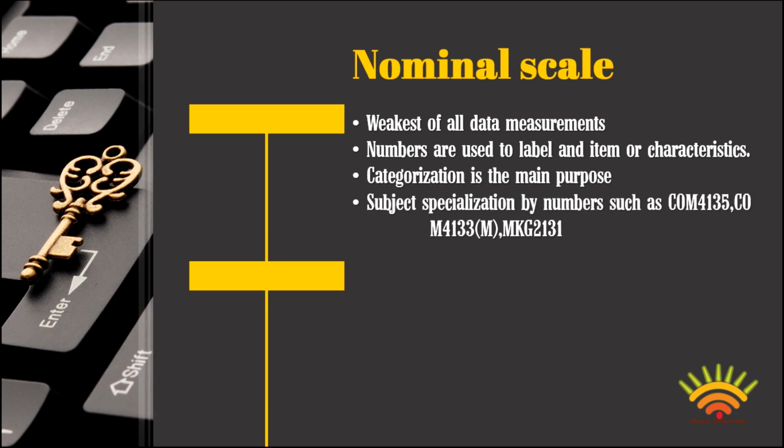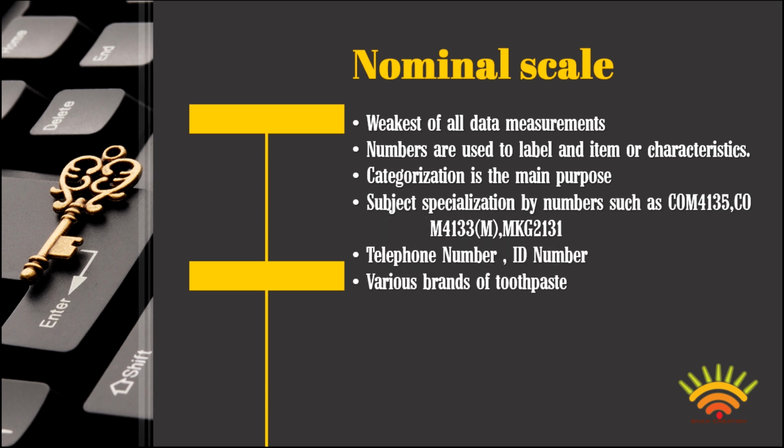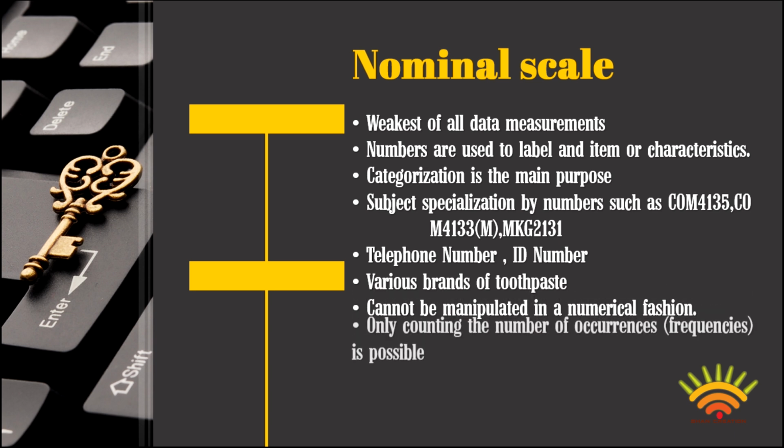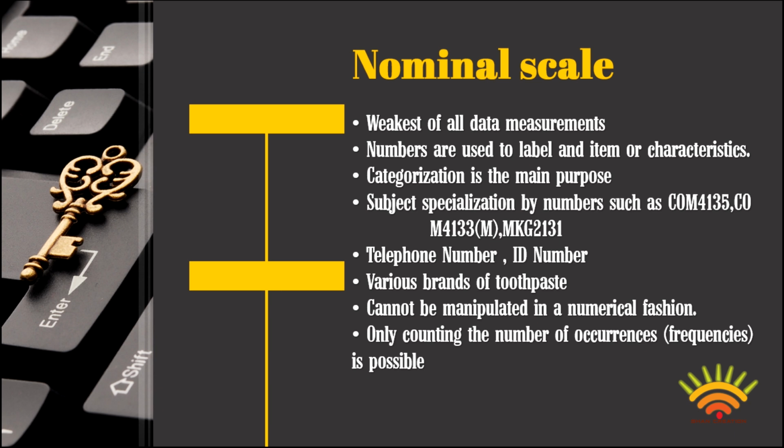For example, a university may designate a subject specialization with numbers, like COM 4135, MKG 2131. Your telephone number, your identity card number, those are nominal data. The purpose of this scale is just to designate or label the data. Another example is various brands of toothpaste. It's a name. The data measured in nominal scale cannot be manipulated in numerical fashion. Those are of categorical type.